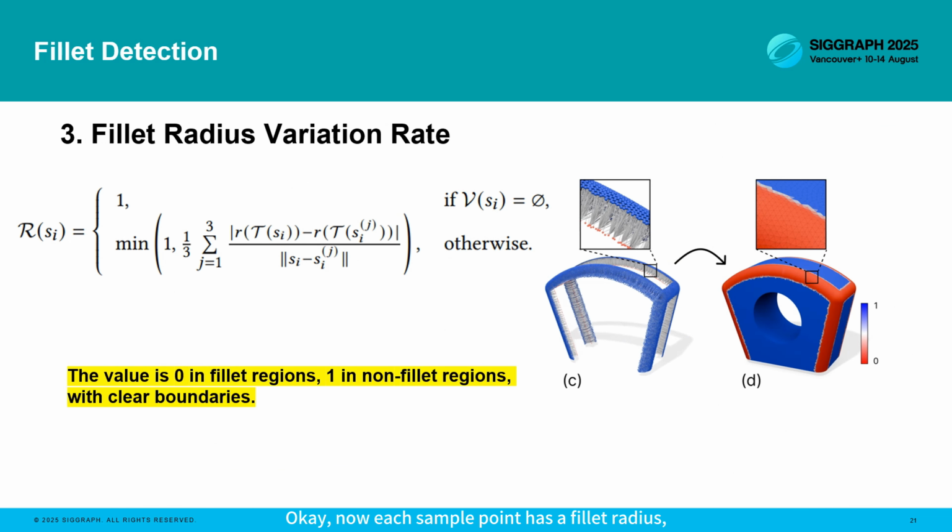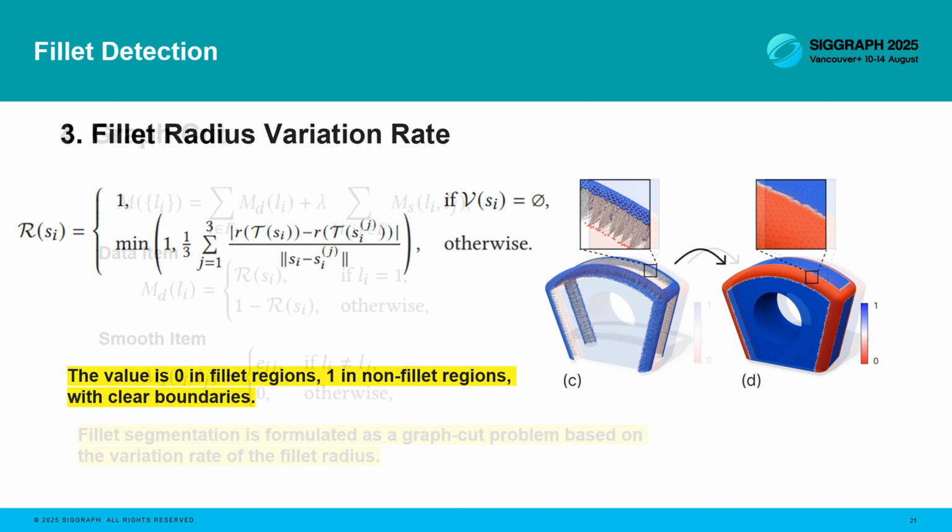Okay. Now each sample point has a fillet radius, so we define a variation rate across the surface. It's near 0 in fillet regions, close to 1 outside, and jumps sharply at the boundary.